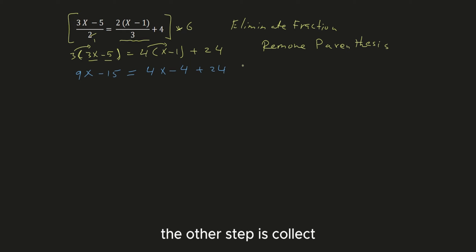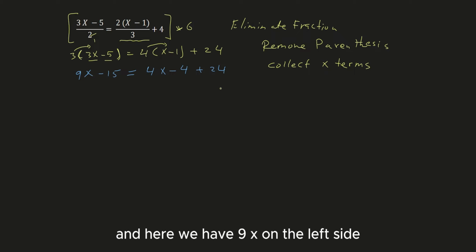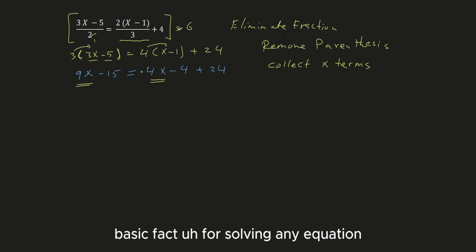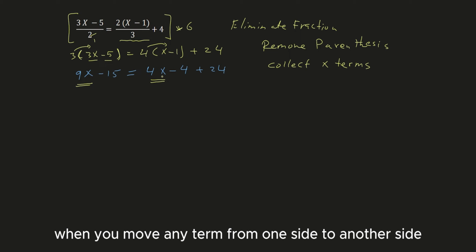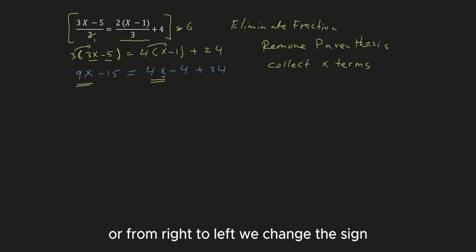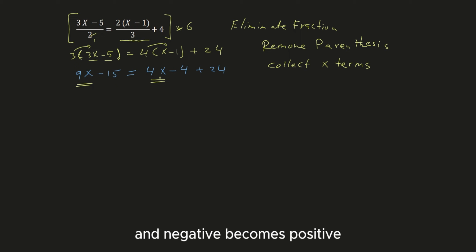The other step is to collect x terms. Here we have 9x on the left side and 4x on the right side. Basic fact for solving any equation: when you move any term from one side to the other, from left to right or from right to left, we change the sign. Positive becomes negative and negative becomes positive.